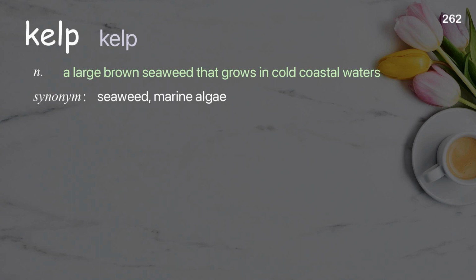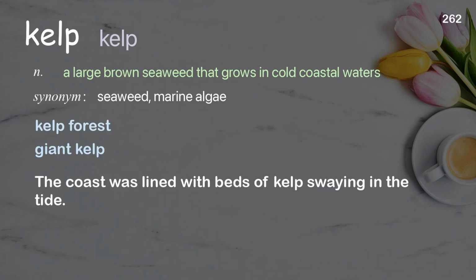Kelp. A large brown seaweed that grows in cold coastal waters. Examples: Kelp forest. Giant kelp. The coast was lined with beds of kelp swaying in the tide.